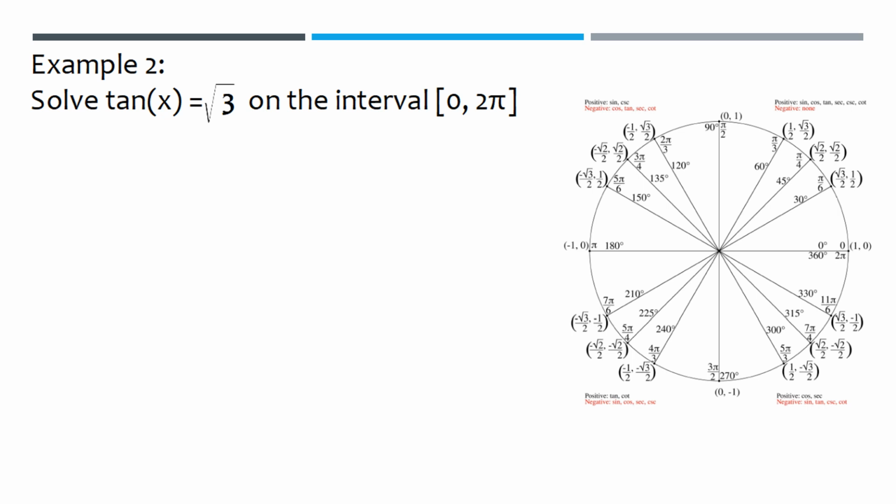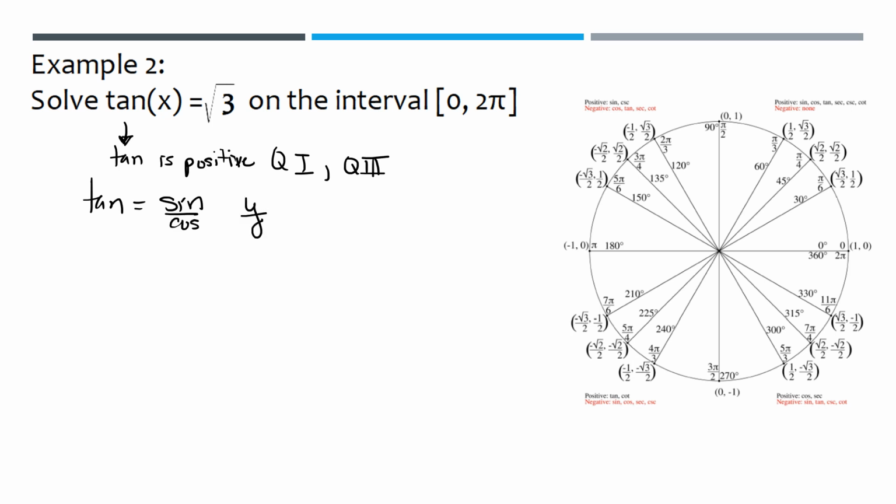Okay, example 2. Solve for tangent of x equaling the square root of 3 on the interval 0 to 2 pi. Okay, so let's take a step back and let's first look to see, in this case, where is tangent positive? It should be positive in two different locations, definitely in quadrant 1, and then again in quadrant 3 where it is positive, and that is because tangent is the ratio of sine divided by cosine. So I want to know where is my y value divided by my x value, or x coordinate, equal to the square root of 3.